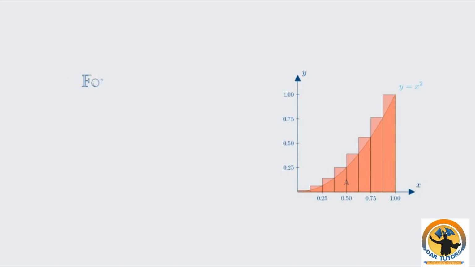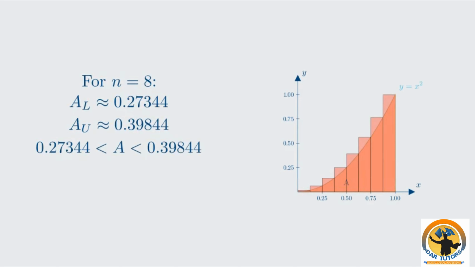Let's see the results for n equals 8. The lower sum, A sub L, is approximately 0.27344. The upper sum, A sub U, is approximately 0.39844. Notice that the interval containing A has become narrower. The lower bound has increased, and the upper bound has decreased, bringing them closer to the true value. This process of using more and more rectangles is the foundation of integral calculus.